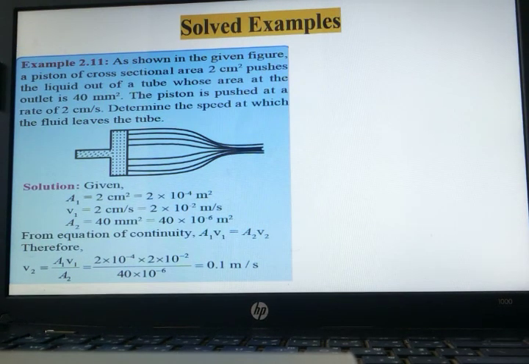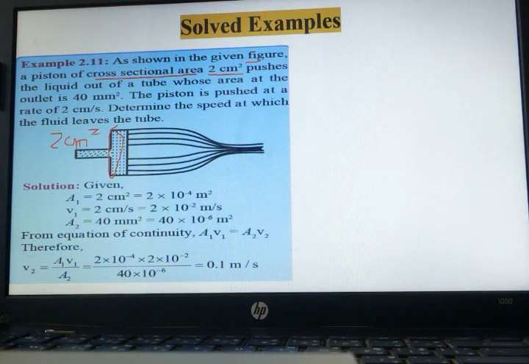Over here, there is a solved example. As shown in the given figure, the piston of cross-sectional area 2 cm² pushes a liquid out of the tube whose area at the outlet is 40 mm². What are they telling? Piston is there, whose cross-sectional area is 2 cm². Whenever this piston is pushing inside, whatever liquid is there will rush outside through this nozzle, and the area of this has been given as 40 mm².